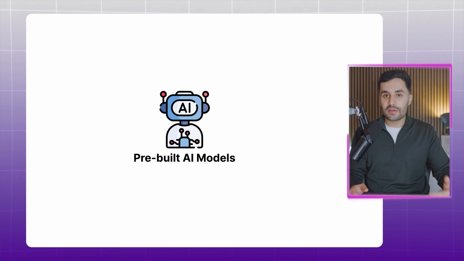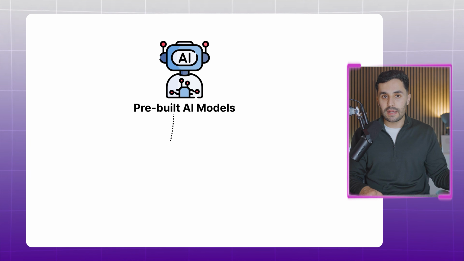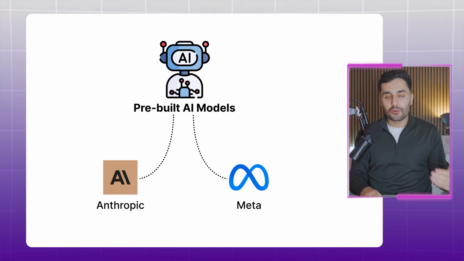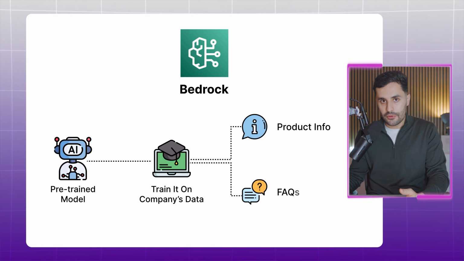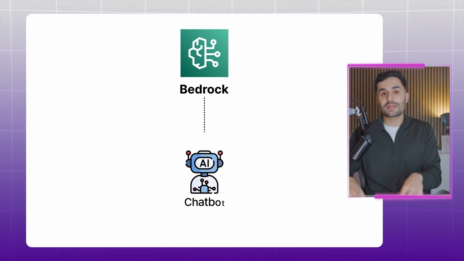Think of Bedrock as your shortcut to using advanced AI without having to reinvent the wheel. It gives you access to pre-built, state-of-the-art AI models created by companies like Anthropic, Meta, and others, all through a single interface. So instead of spending months building your own AI from scratch, you can go and grab ready-to-go models, customize them, and plug them into your application. For example, say you want to add a chatbot to your application. With Bedrock, you can pick a pre-trained model, train it on your company's data, like your product info or FAQs, and voila, you've got a chatbot that understands your specific business context. And it's secure too, because all your data stays within your AWS environment.